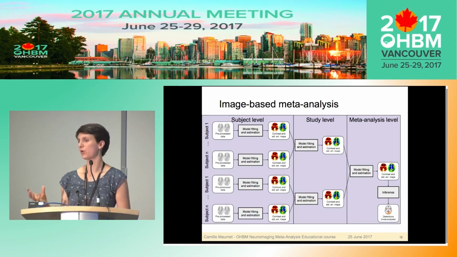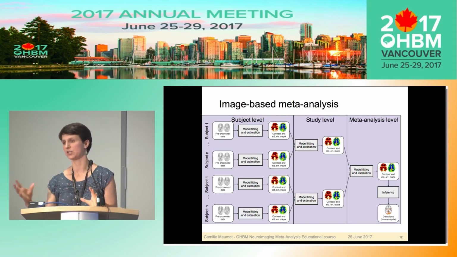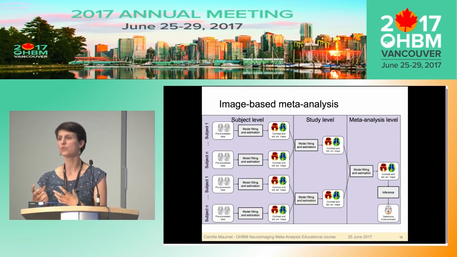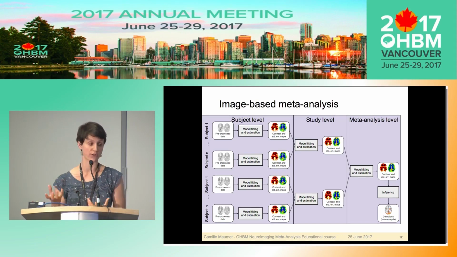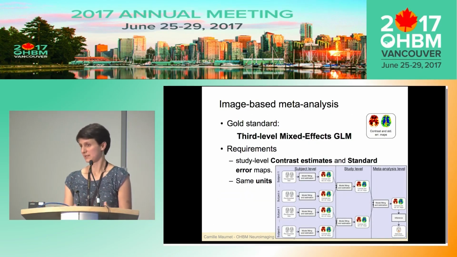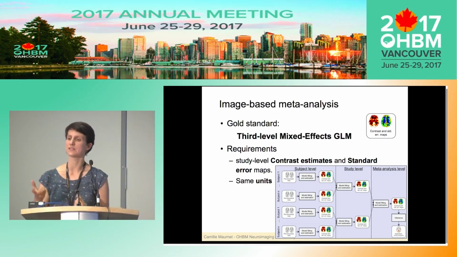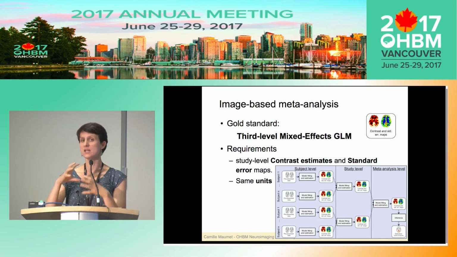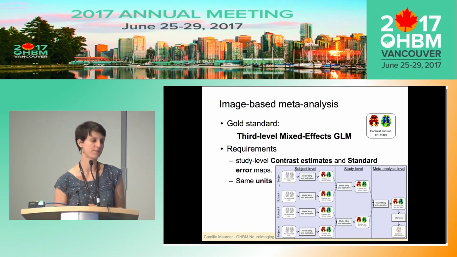So the gold standard approach is to perform a three-level general linear model. You have your first level, the subject level, and your second level, the study level. These are the two levels you typically have in your neuroimaging study. To do our meta-analysis, we just add a third level, which is the meta-analytic level. The gold standard statistical approach to do that is a mixed effects general linear model in which we combine the contrast maps, but also the standard error maps that provide us with information about the accuracy of each contrast map for each study.